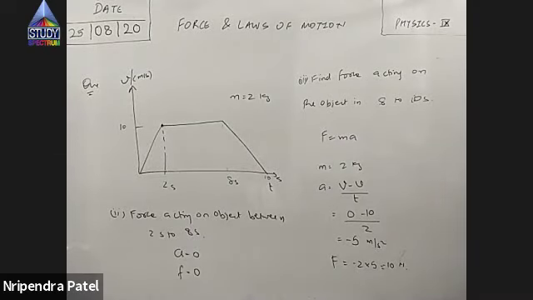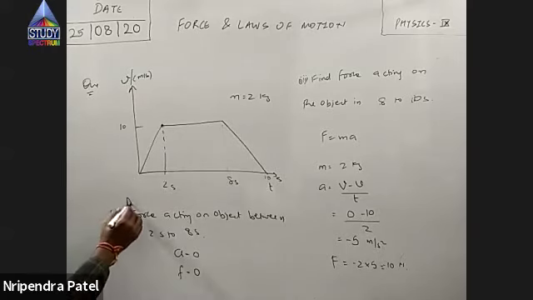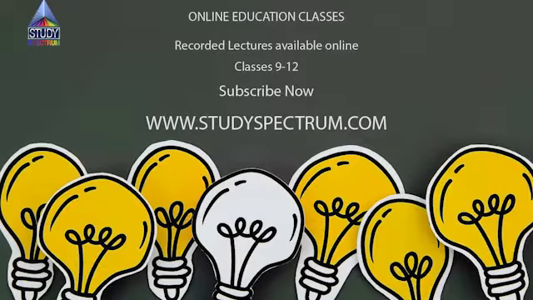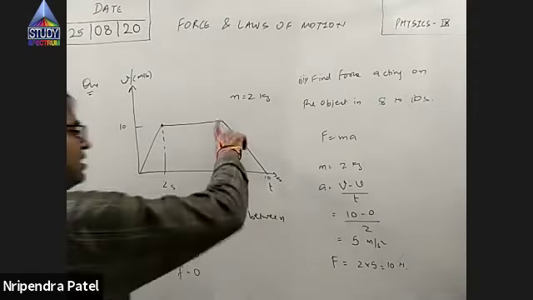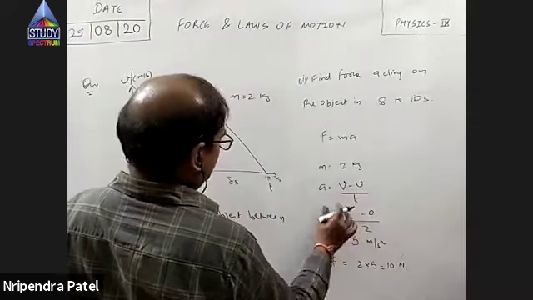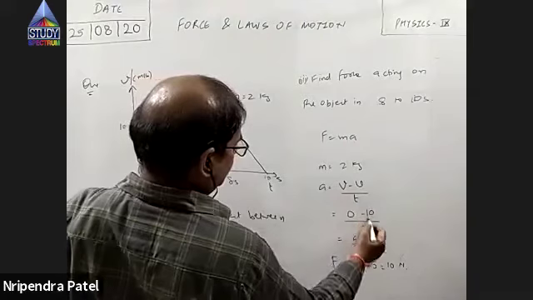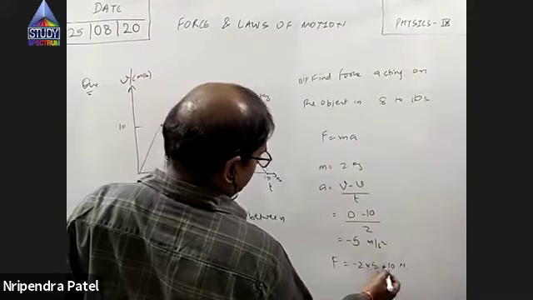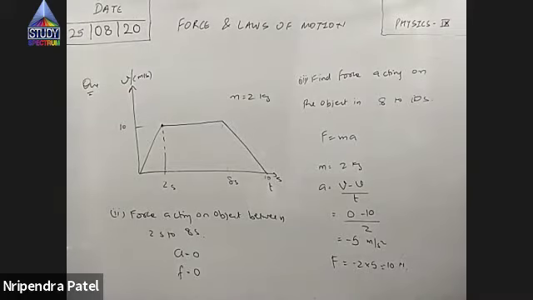Finally, third part is force acting on the object between 8 second to 10 second. So minus 5 meter per second square, this is acceleration. The force is minus 10 Newton. Everything is same. This time slope is negative. So velocity becomes 0 from 10 in this. The force is minus 10 Newton. That means direction must be opposite to the direction of motion.